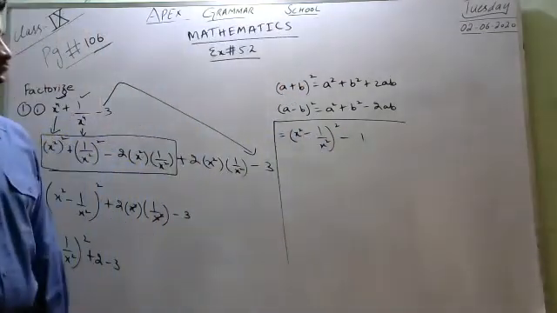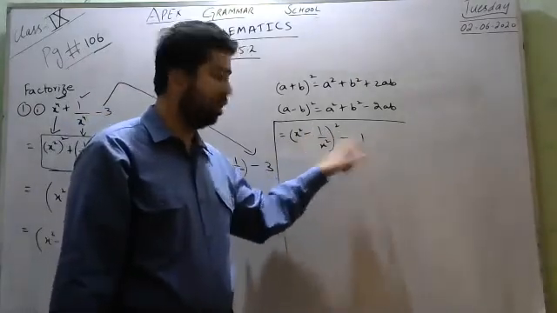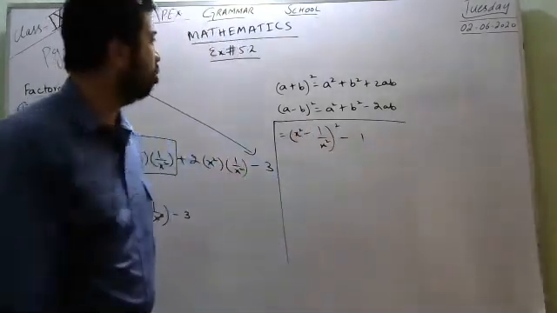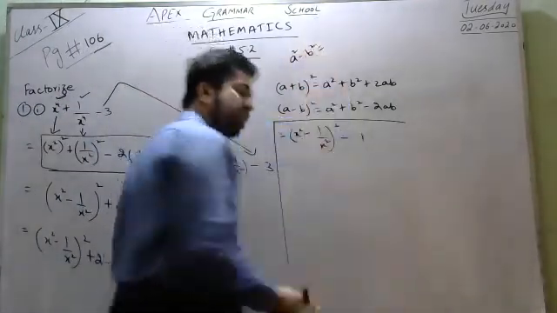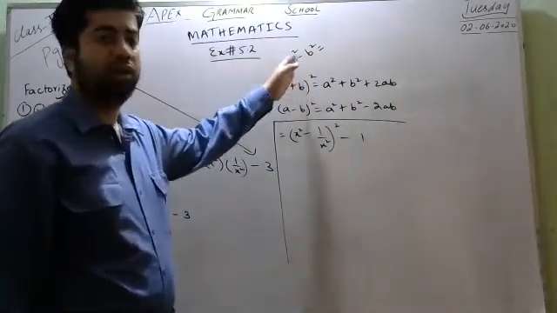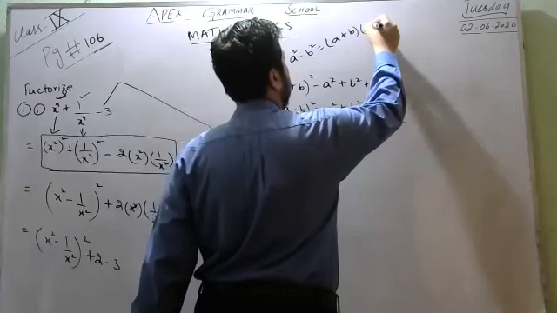Now you can see that this is x square minus 1 over x square whole square minus 1, and this will be in the form of a square minus b square. And what is a square minus b square? You very well know about that. This is a plus b into a minus b.